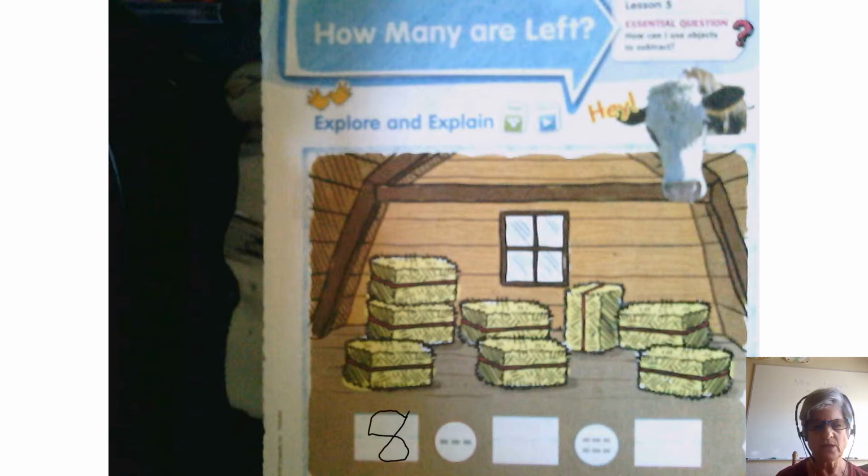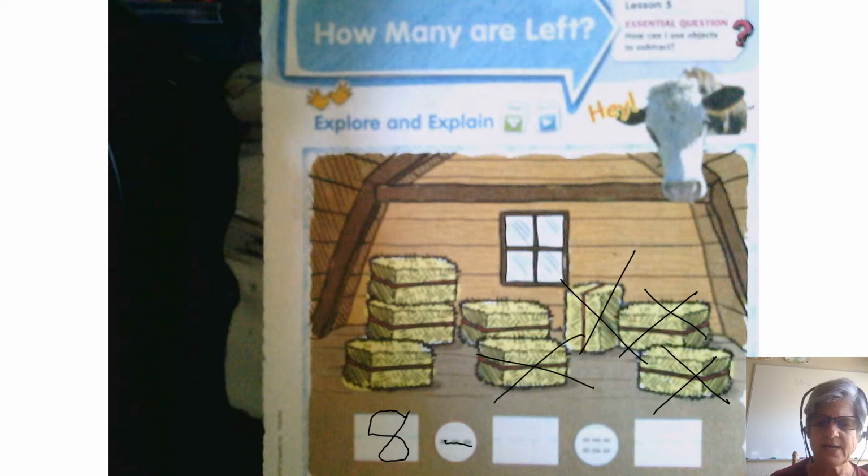Good job. With 8 bales of hay there. Next, we know it's a takeaway problem, so we're going to make the minus. Now, a farmer comes along and he picks out 4 bales of hay. So let's cross them out. 1, 2, 3, and 4. And let's write the number 4. So we have 8 bales of hay minus 4 bales of hay equals. Let's go and tap that equals sign.